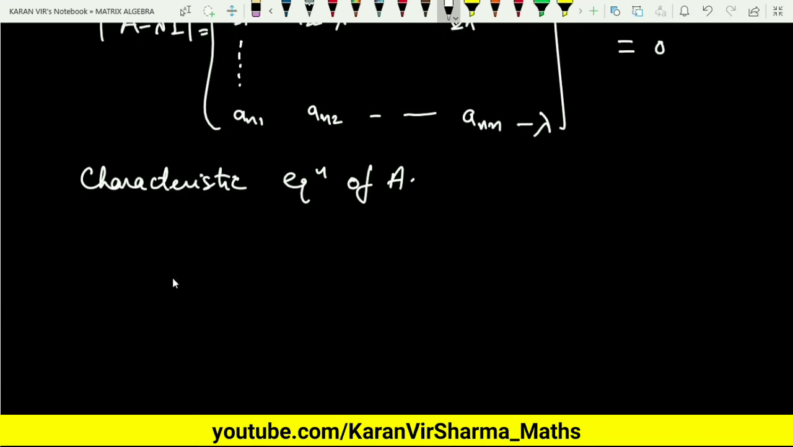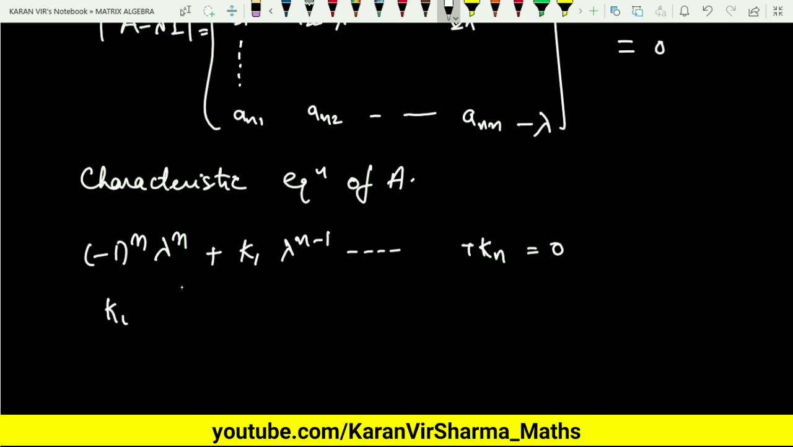So on expanding the determinant, the characteristic equation will take the form minus 1 raised to power n lambda raised to power n, right? Because it is an n cross n matrix, the highest power will be lambda power n, plus some constant k1 multiplied with lambda raised to power n minus 1 and so on, to the last constant kn equals 0, where the ki's are expressible in terms of the aij's.